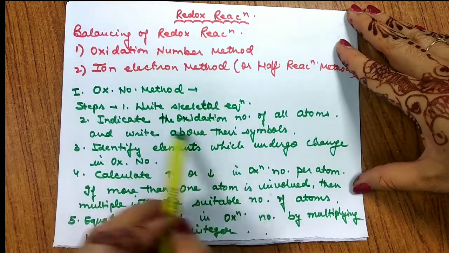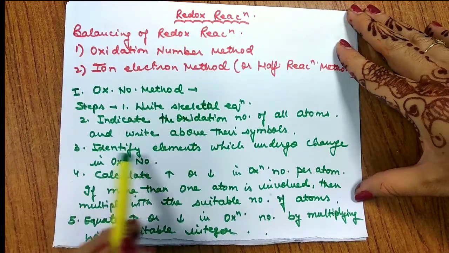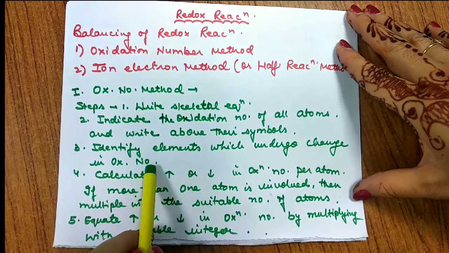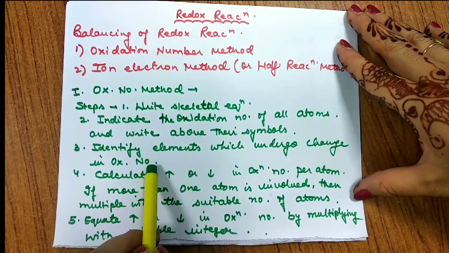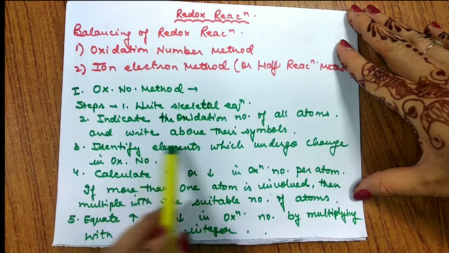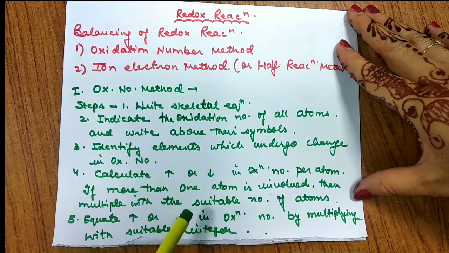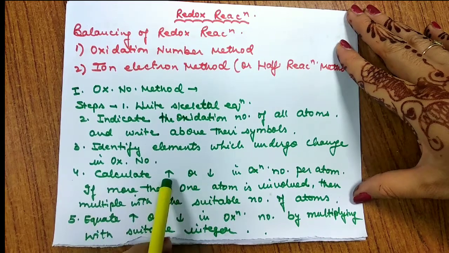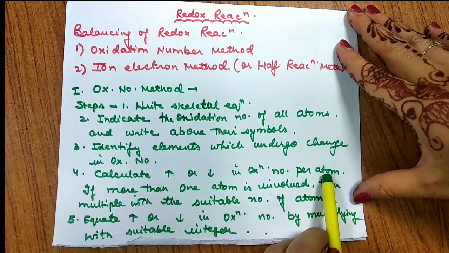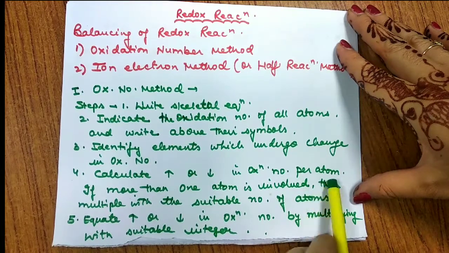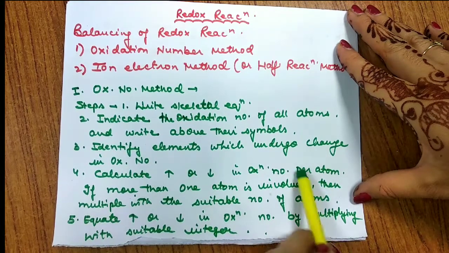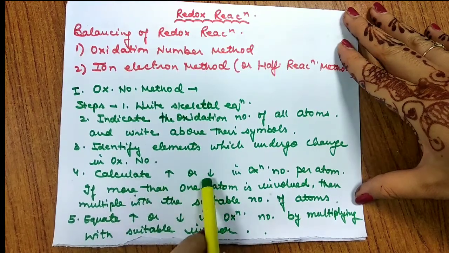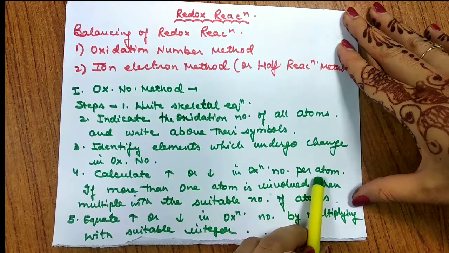Third says that once we have done with these two steps, we'll move to the third step: identify elements which undergo change in oxidation number. That means we are supposed to find which species undergo oxidation and which species undergo reduction. Once we identify them, we'll find the difference in oxidation number. So calculate the increase or decrease in oxidation number per atom. This per atom is a very important term. If we ignore this point, we may get a wrong equation.